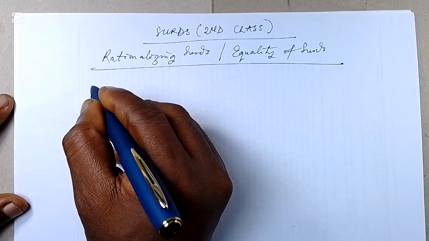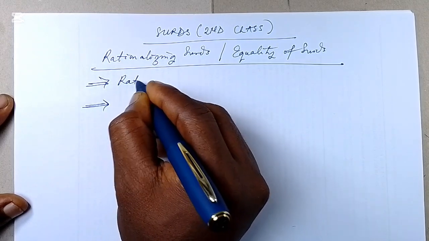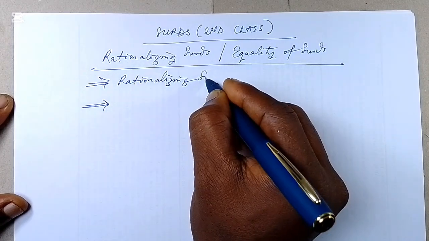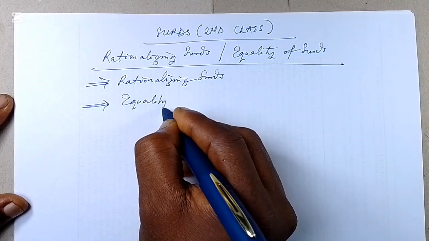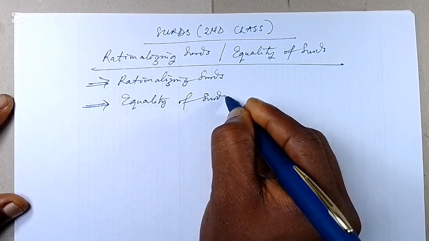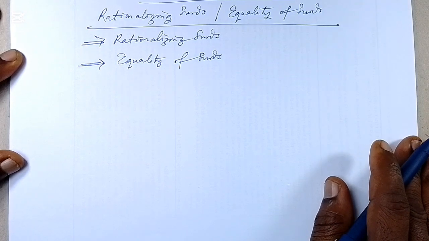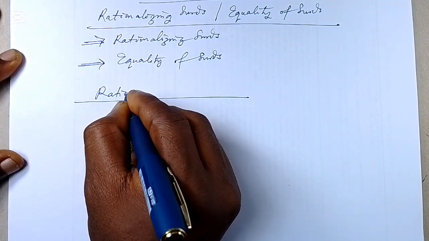So I'm going to start with telling you that we shall be discussing two things in this video. Number one, we shall be rationalizing Surds, and two, we shall be discussing equality of Surds. So without much waste of time, what does it mean to rationalize a Surd? Let's start with that. Rationalizing Surds.